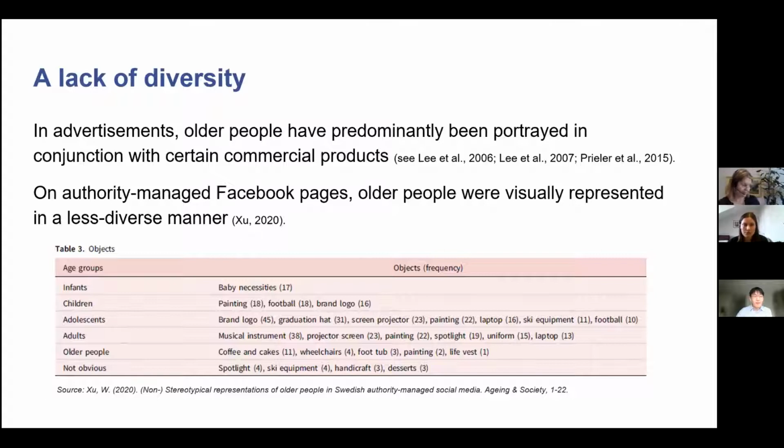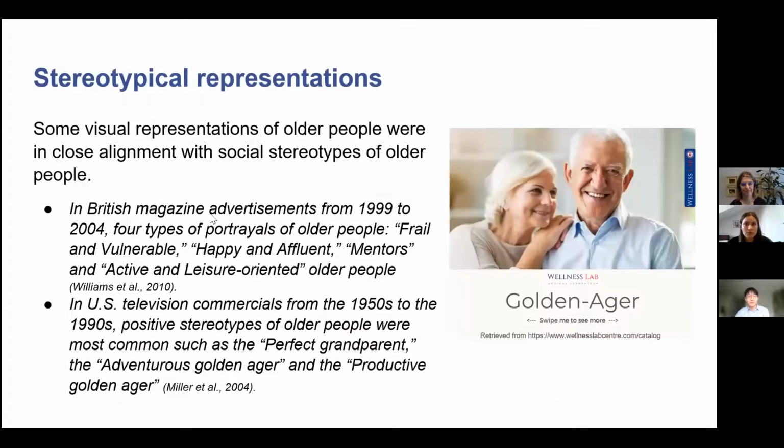The third example I want to introduce is the visual representations of older people that resonate social stereotypes of older people. For example, in the British magazine advertisements, there were 4 major types of visual representation of older people, including frail and vulnerable, happy and affluent, mentors, and active and labor-oriented older people. And those have significantly resonated the social stereotypes of older people held by the society.